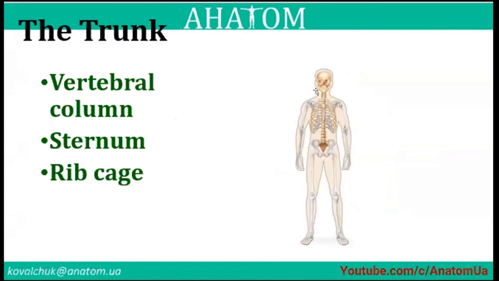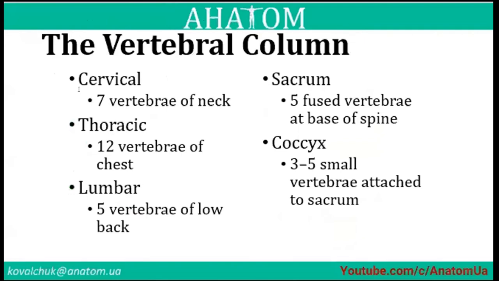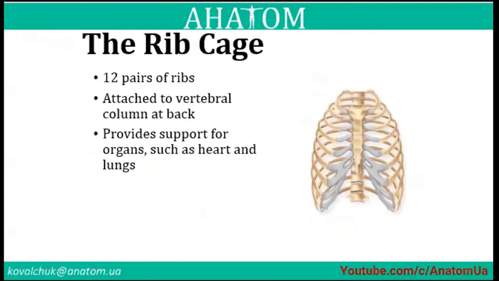The trunk is the vertebral column, sternum, and rib cage. The vertebral column can be divided into five sections: cervical 7, thoracic 12, lumbar 5, sacrum 5 fused into 1 sacrum in an adult, and coccyx. Here are the numbers of the different vertebrae in each division. So next is the rib cage, 12 pairs of ribs attached to the vertebral column at the back, providing support for organs such as the heart and lungs. It is a big portion of the respiratory system and part of the cardiovascular system, the heart, and a big portion of the vessels and nerves.